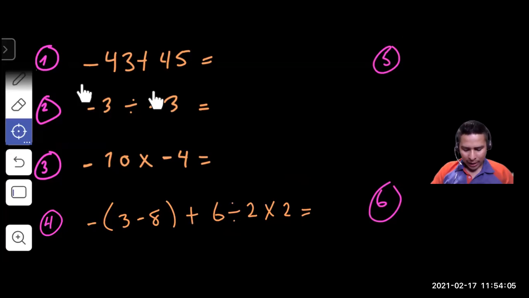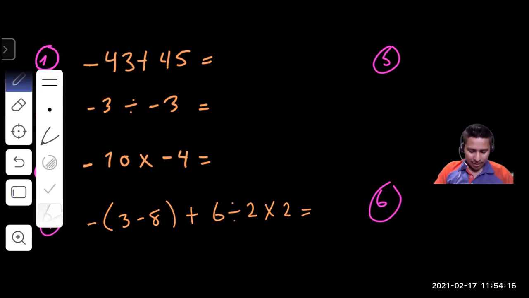Okay, first of all, look at the signs, guys. This is just a simple addition or subtraction. You have two different signs. One is positive, the other is negative. What I have to do, guys, add or subtract? Subtract. Okay, let's subtract 45 minus 43.